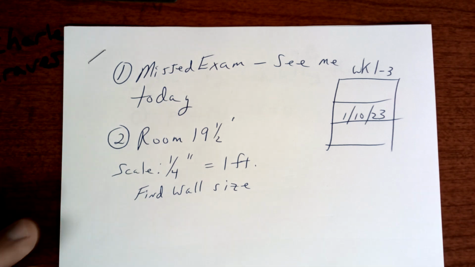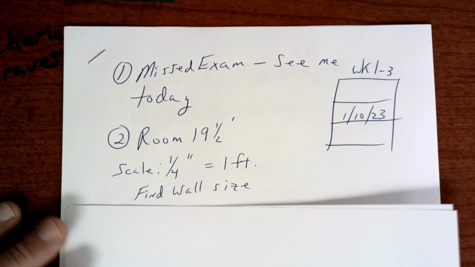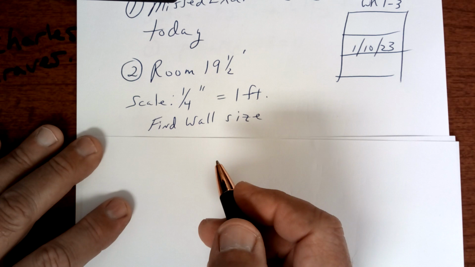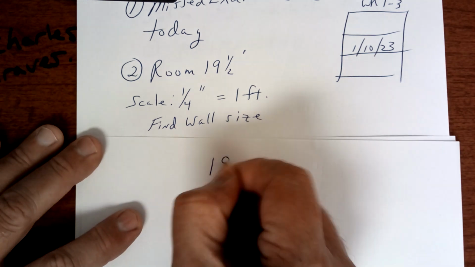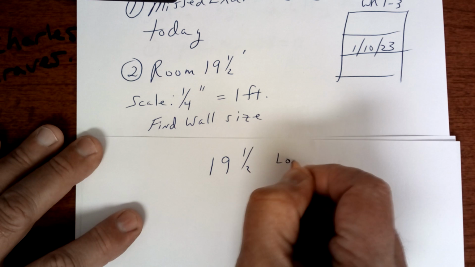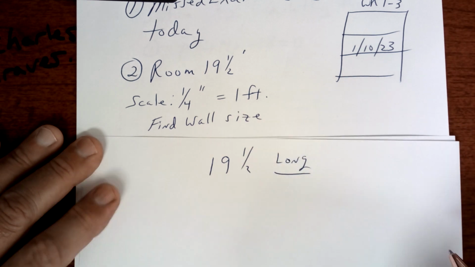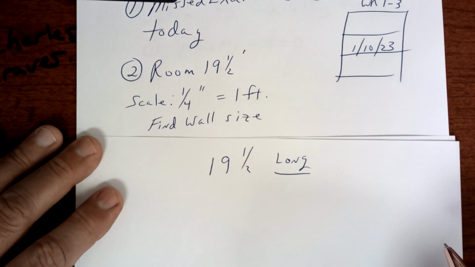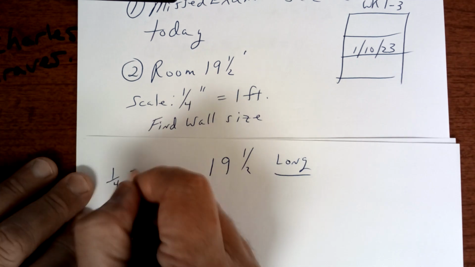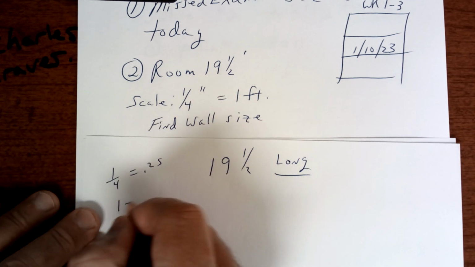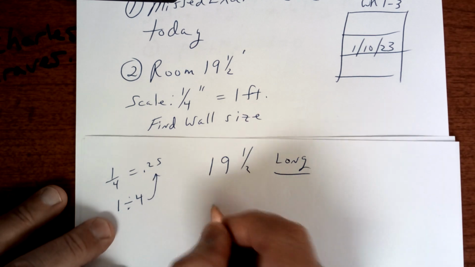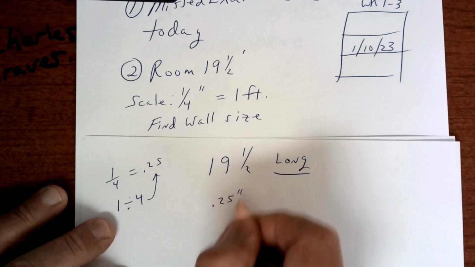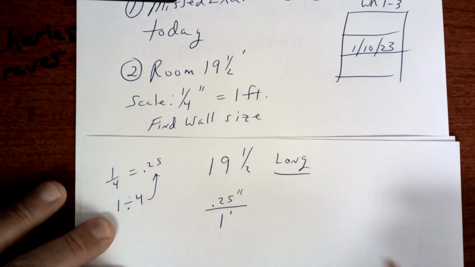Let's take a look at example 2 or number 2 here. This one right here, you have a room and it's 19 and a half inches long. I guess I could have written the word long on there. Anyway, the scale factor, 1/4 of an inch, well that's 0.25, 1 divided by 4. Make sure you do that on your calculator. So it's going to be 0.25 inches is equal to 1 foot is the scale.